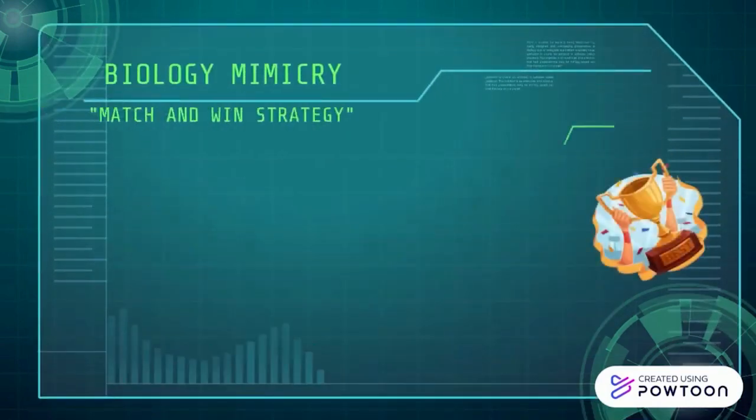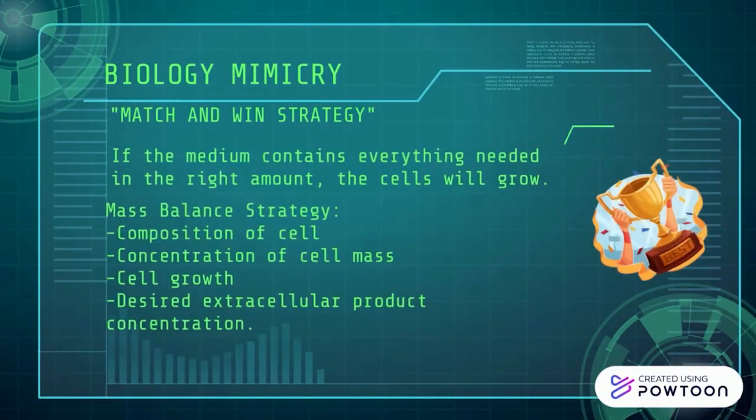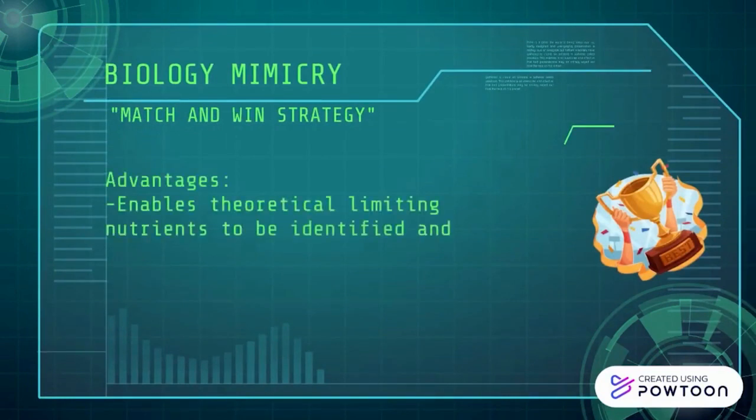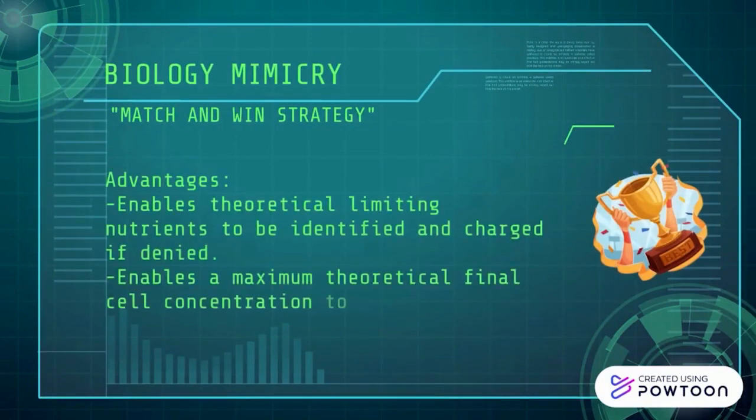Biology mimicry, which is the mash and rinse strategy. By using a mass balance strategy, the composition of cells, concentration of cell mass, cell growth, and desired extracellular product concentration must be in the right proportion for the cell to grow. The advantages of biology mimicry are it enables theoretically limiting nutrients to be identified and changed if desired, and enables a maximum theoretical final cell concentration to be selected.